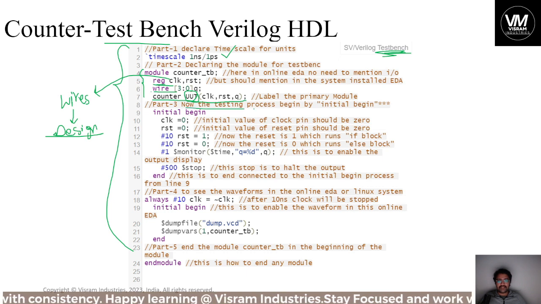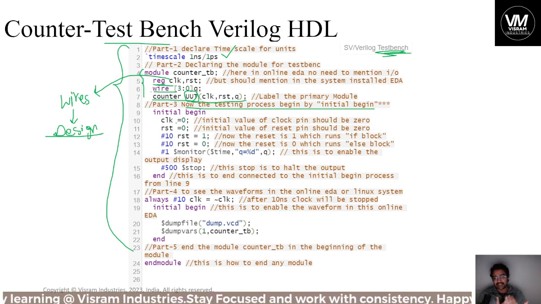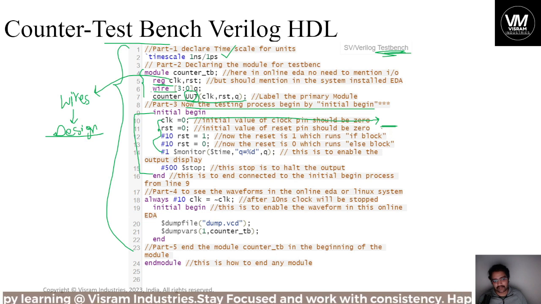Okay. Now the testing process begins by initial begin. So every time we have two blocks, I'm just jogging your memory. We have the initial block and the always block. The initial block sets the values of all the initial inputs that we need to give. Clock and reset: the actual initialization starts at ground zero. Now I'm saying these are the zero values. This is clock and this is reset.